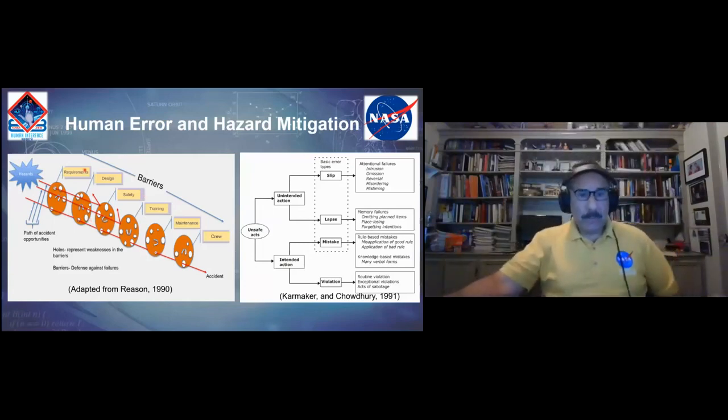And so what you see here are barriers. Barriers are things that are part of the development of the systems, where you're trying to prevent errors from occurring. For example, you're trying to develop the best requirements, and you're trying to develop the best design, hardware and software. You're trying to do safety reviews, training, maintenance, and then obviously you want to have a very high performing crew. But we're human, and we're not 100%.